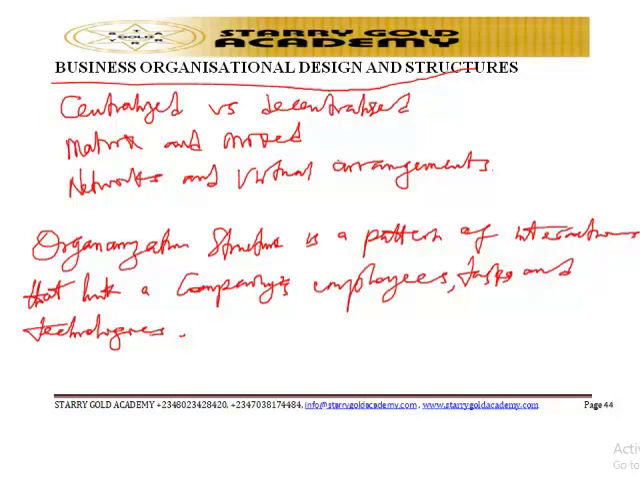That's a brief definition of organizational structure. Plans are put into action by coordinated efforts of many individuals and groups within the entity. So that's just a brief of organizational structure. Now let's look at centralized and then decentralized types of organizational structure.